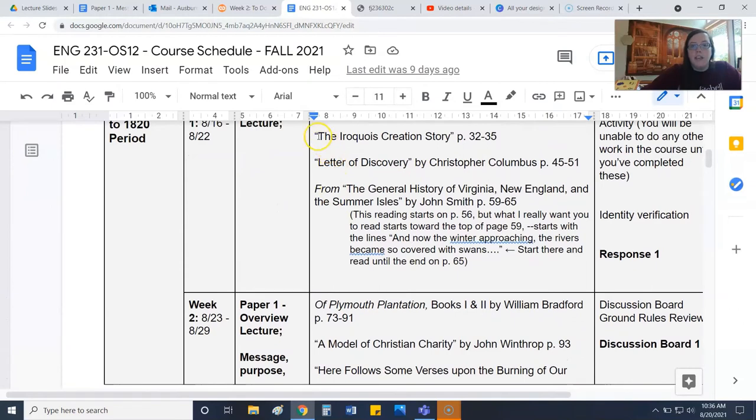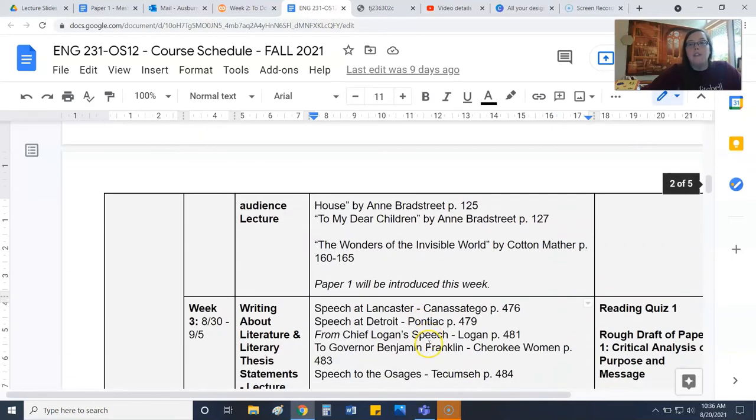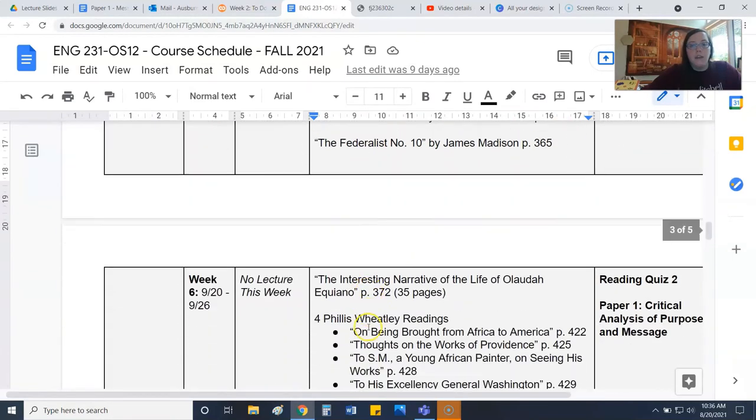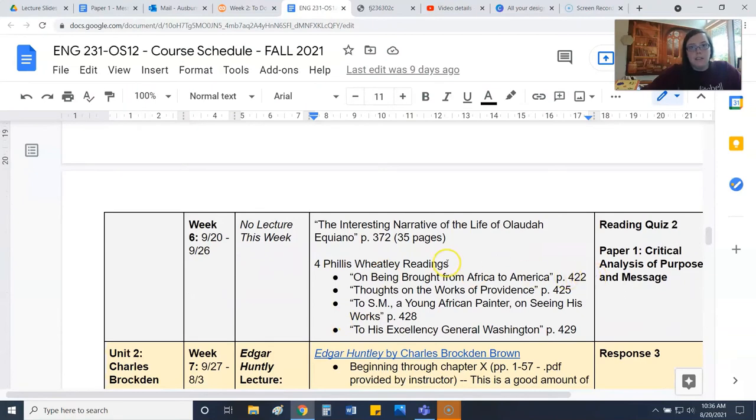You are definitely able to analyze anything that we've already read or that we will read this week, but you're not held to just that. You can go all the way up until week 6, and that's perfectly fine for this paper.